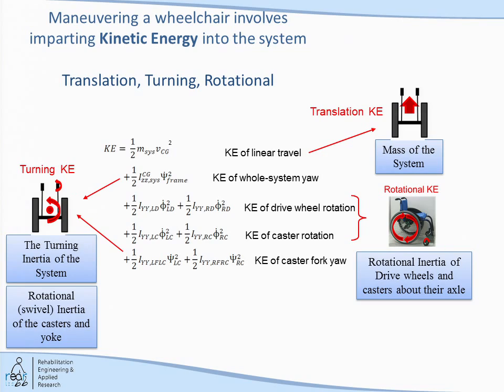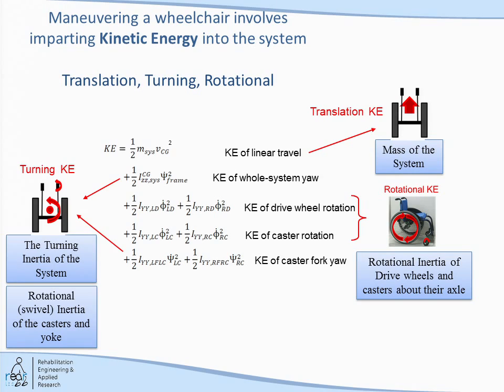So 1/2 mv squared has a measure of inertia, mass, and it has squared velocity. Well, every other term up there also has a measure of inertia and the square of a velocity. But sometimes it's the velocity of a wheel or a caster. Sometimes it's the velocity of the system turning. But all those components are the same. And that allows us to partition kinetic energy into three parts.